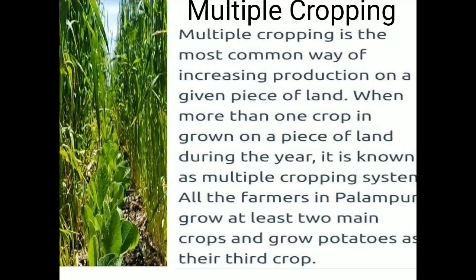Now the second method for increasing the production on the same piece of land is multiple cropping. Multiple cropping is the most common way of increasing production on a given piece of land. When more than one crop is grown on a piece of land during the year, it is known as the multiple cropping system. All the farmers in Palampur grow at least two main crops and grow potatoes as their third crop. In this way, they are increasing the production.